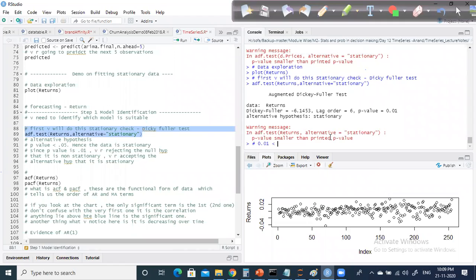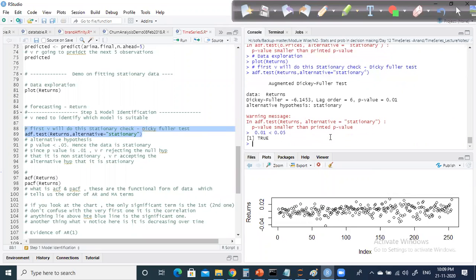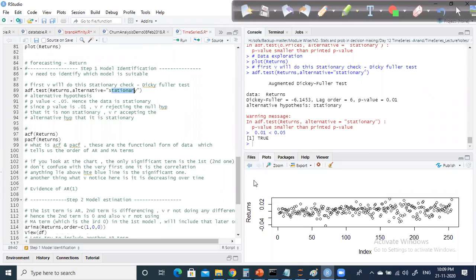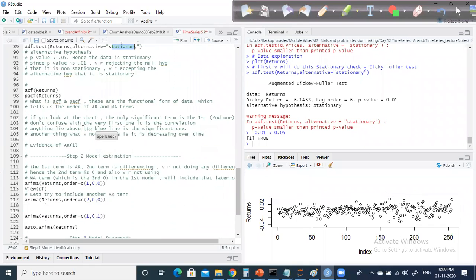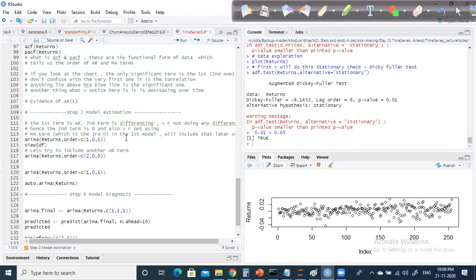0.01 is the p value. My alpha value is 0.05. Obviously, the p value is less than alpha. If the p value is less than alpha, reject the null hypothesis. If you reject the null hypothesis, then you are concluding that the returns column is stationary data. So both visually and statistically, we concluded that the given data is stationary.